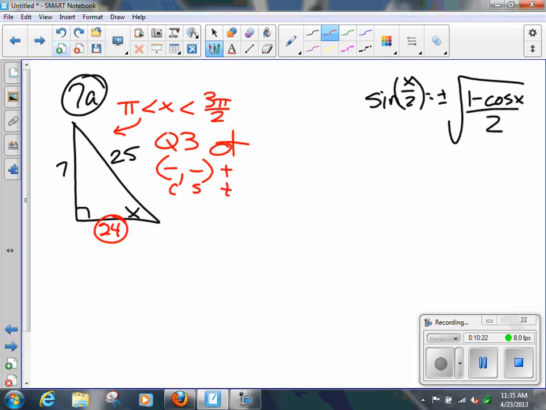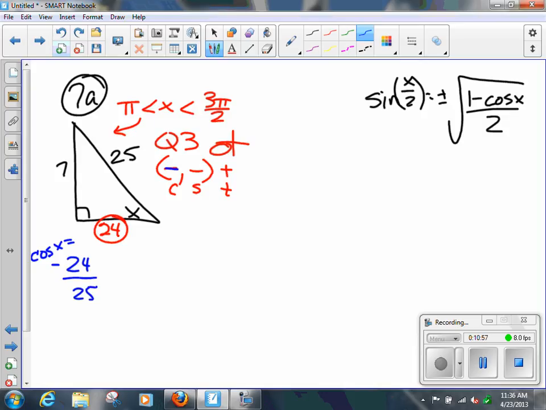Now, am I done with my prep work? No, I'm not done. I need the cosine value. That's the only value I need. Cosine is adjacent over hypotenuse, right? So cosine of x of this triangle is 24 over 25, and it has to be negative. Do you guys agree with that? So the value that I'm going to plug in that formula is negative 24 over 25. Do you guys agree?